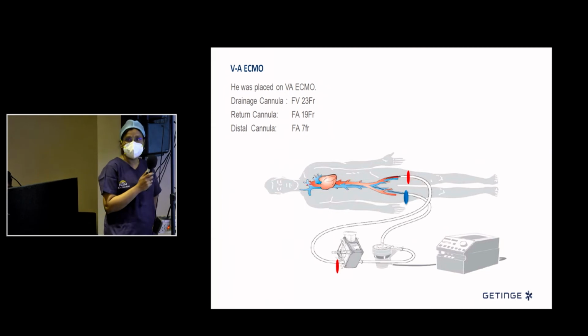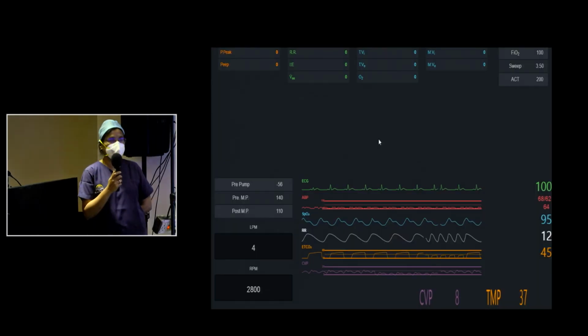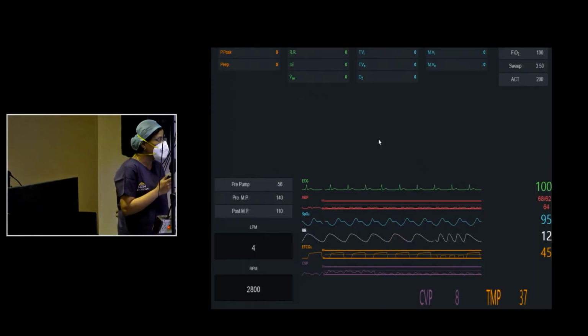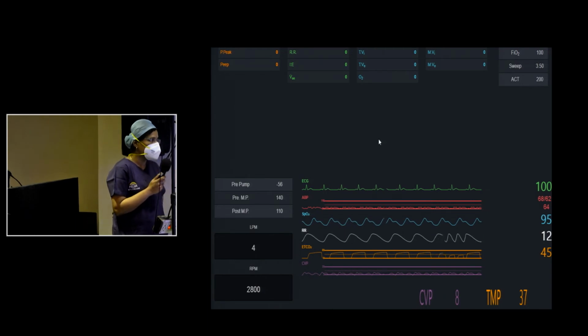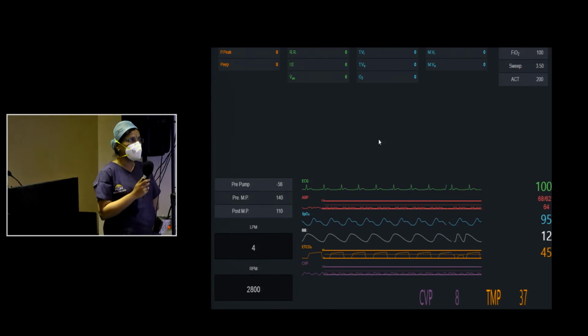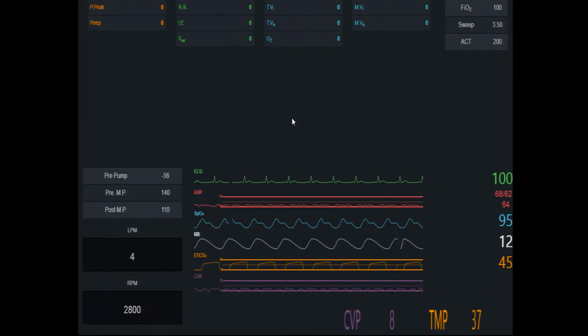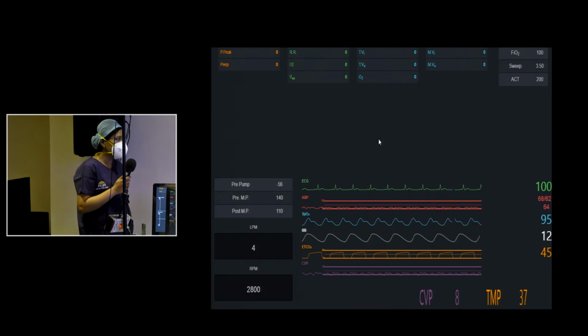So what are the scenarios we encounter in a VA ECMO? Having established a VA ECMO, what are the scenarios we are going to encounter? This is the patient already on VA ECMO. You are seeing that there is no pulse pressure. His mean pressures are 65, good saturation and settled pulse rate.